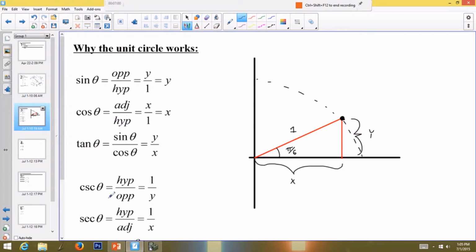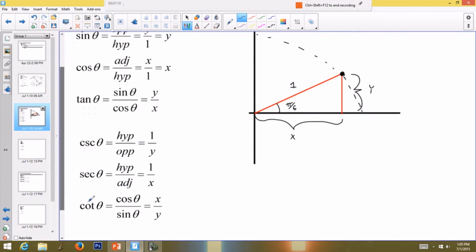And that works for all of these things. The tangent reduces down to y over x. The cosecant, 1 over y. The secant, 1 over x. And the cotangent, x over y.